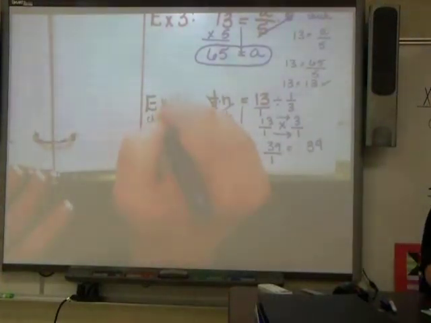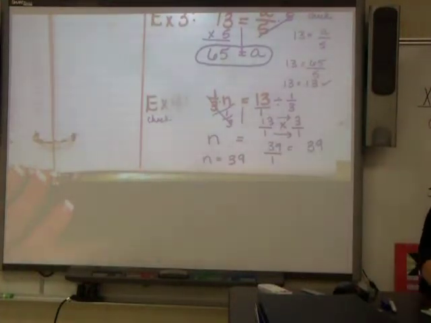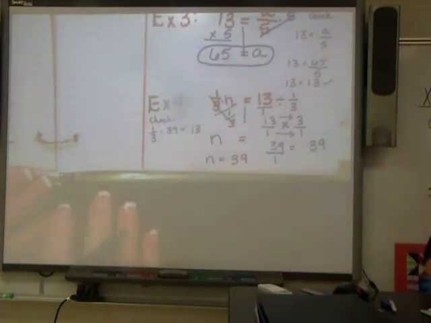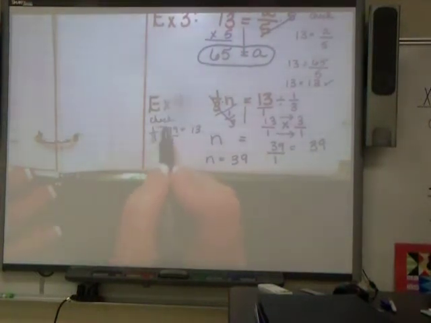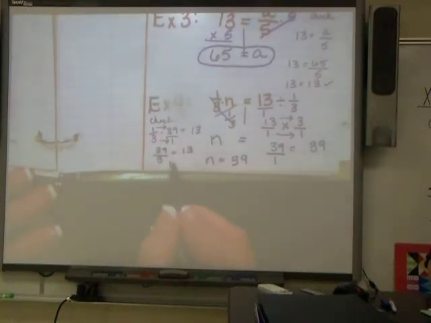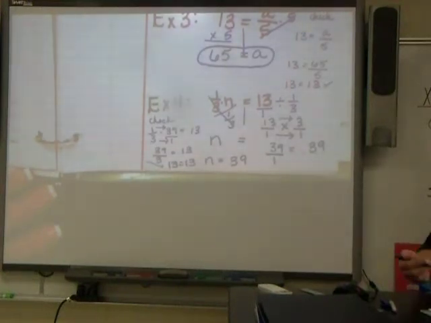So if we're going to check it, it's 1/3 of 39 is equal to 13. Again, we have fractions. We know we've got to have both of them as fractions, so we put a 1 under the 39. 1 times 39 is 39. 1 times 3 is 3. 3 will go into 3 one time. 3 will go into 9 3 times. So 13 is equal to 13. And I know that 39 is the solution.